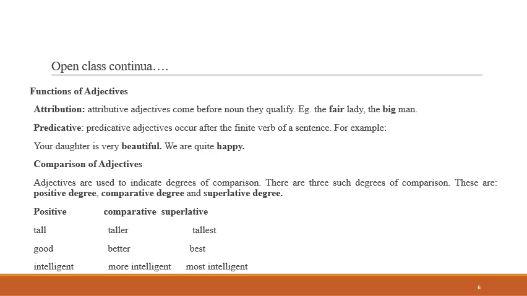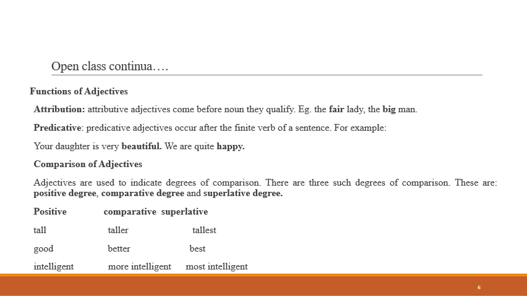Apart from the functions of adjectives, adjectives are also used to indicate comparison. There are three degrees of comparison for adjectives. The first one is positive degree, the second one is comparative degree, and the last one is superlative degree. That's positive, comparative, and superlative. For instance, for the word tall, it's positive, its comparative is taller, meaning between two people.